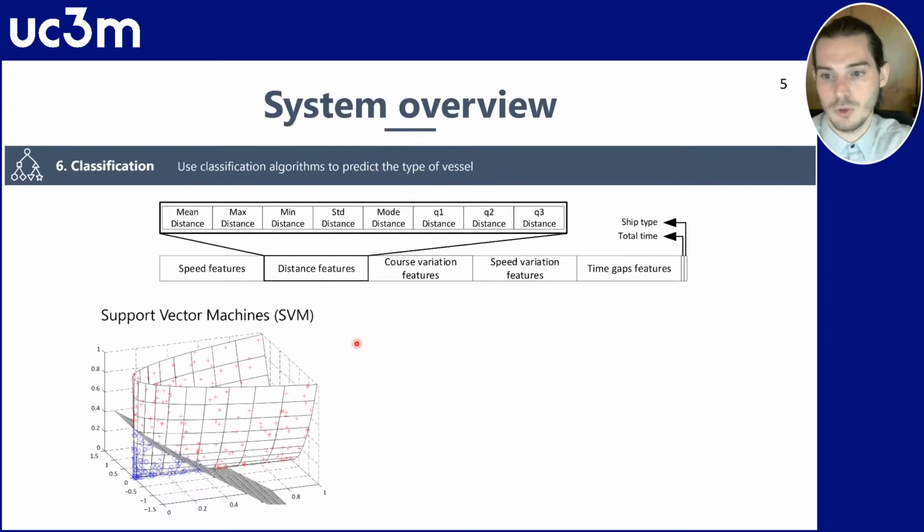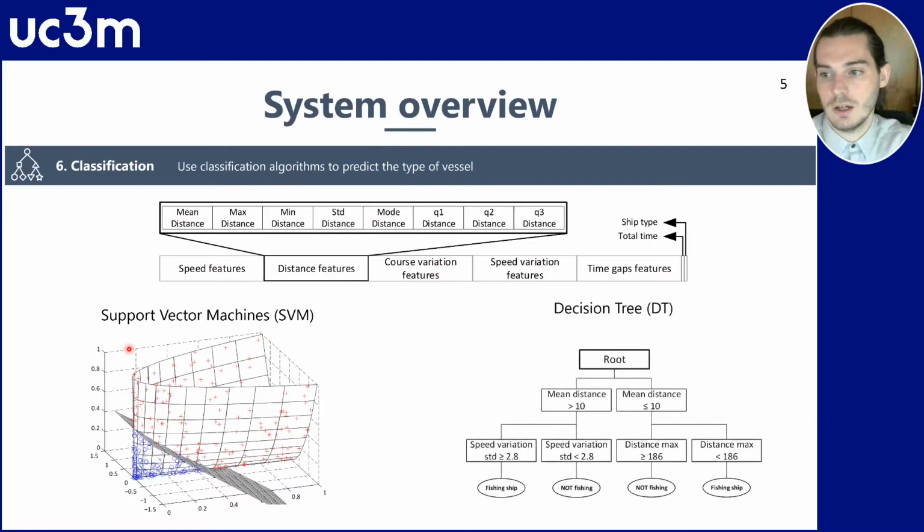We use two different classifiers: support vector machines, which generate a hyperplane to separate the vessels that are fishing from the ones that are not fishing, and a decision tree that applies different numerical limits to the input values.